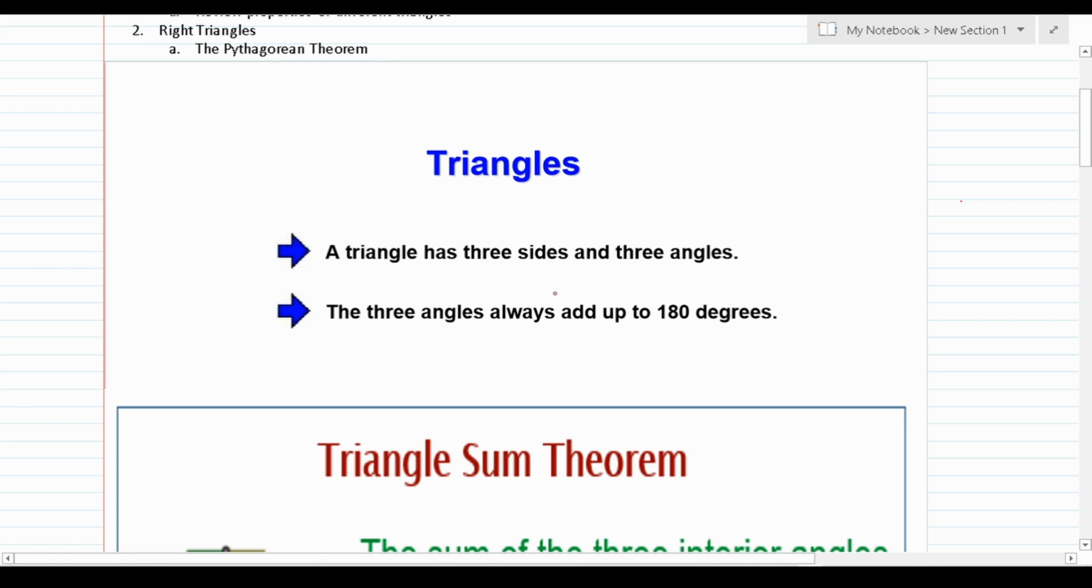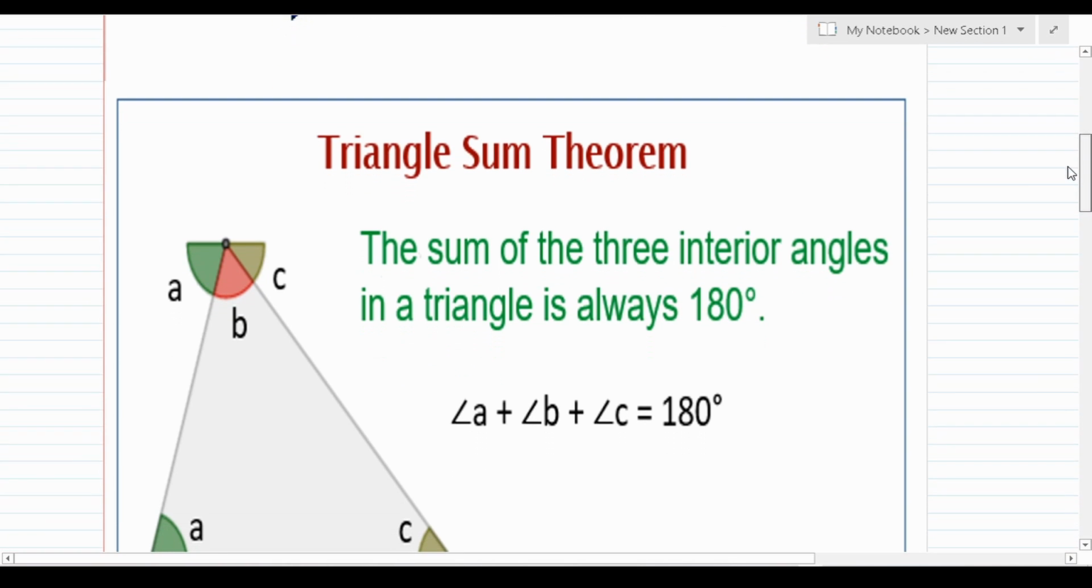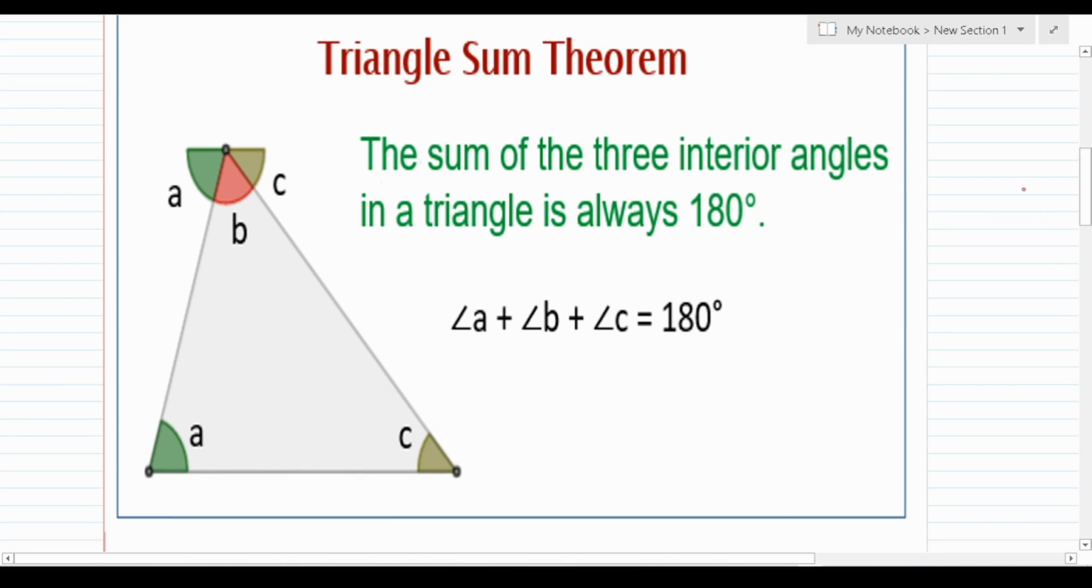So to start today's video, I want to mention that all triangles have three sides and three angles. Okay, we should all know that already. And then the three angles inside a triangle always add up to 180 degrees. Not everyone might have known that fact. Well, if you take a look right here, this last fact is called the Triangle Sum Theorem. And again, it says the sum of the three interior angles of all triangles is always 180 degrees.